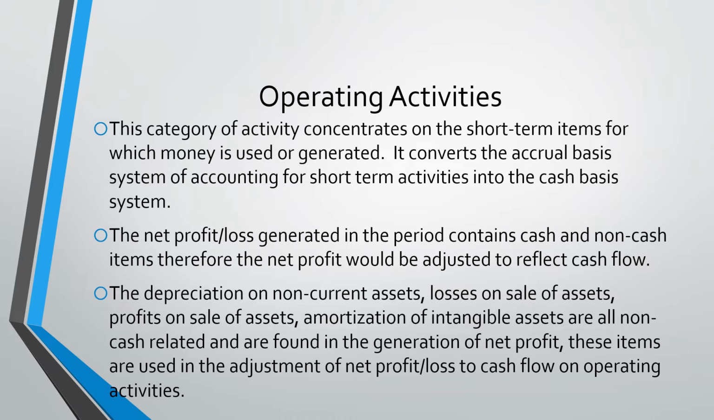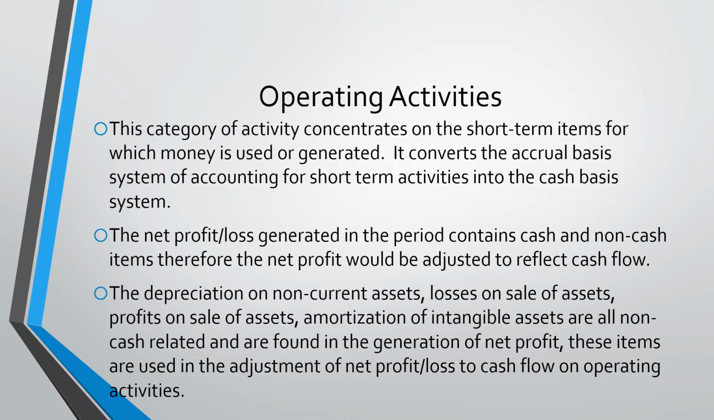Since it has cash and non-cash items, it would have non-cash items such as depreciation, because depreciation is a non-cash expense. And it will also have things like losses and gains on sales of assets. So if you make a loss or profit on the sale of an asset, that is a non-cash item. And you may have amortization of intangible assets. And so these are all non-cash related items.